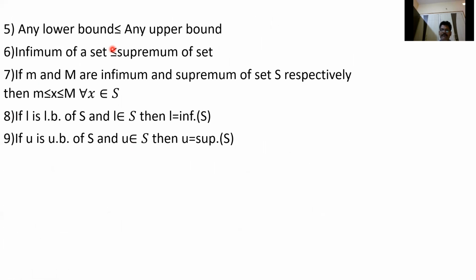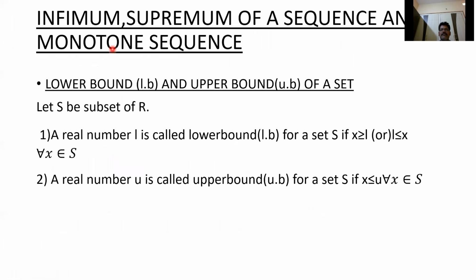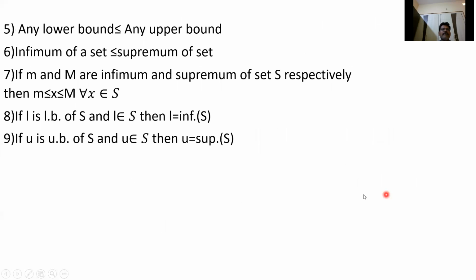Why? Because of this. Suppose L is a lower bound, what happens? L is less than or equal to X. U is an upper bound, X is less than or equal to U. So every number is greater than or equal to L. That's why L is less than or equal to X, and upper bound means X is less than or equal to U. From these two, L is less than or equal to X less than or equal to U. So we get L less than or equal to U. That's why any lower bound is always less than any upper bound for a set.